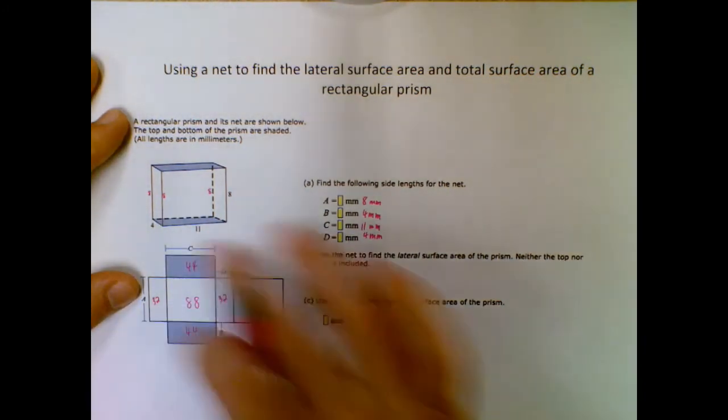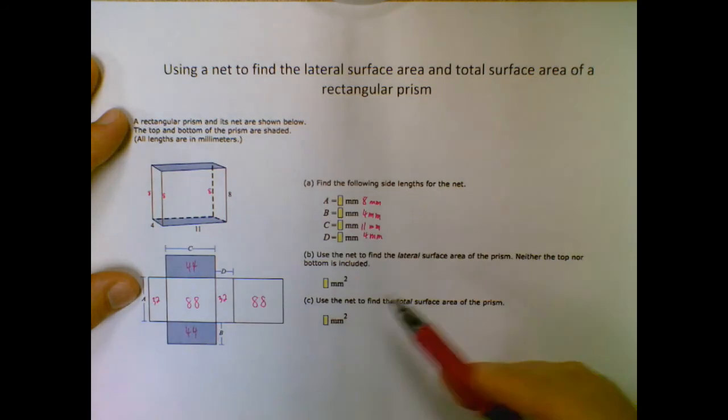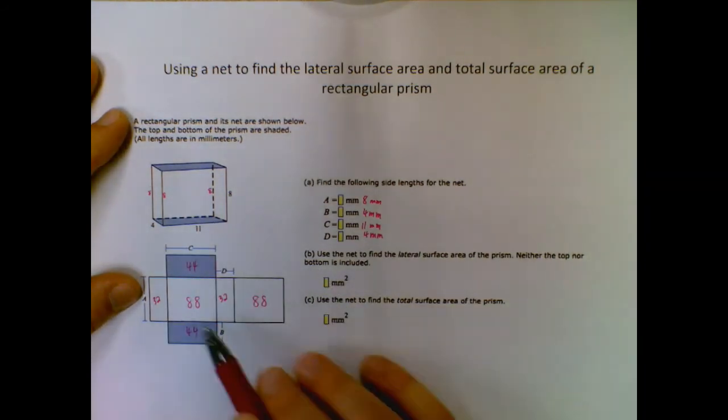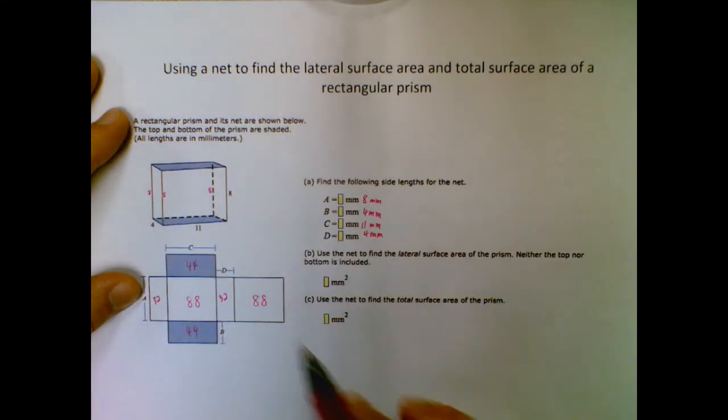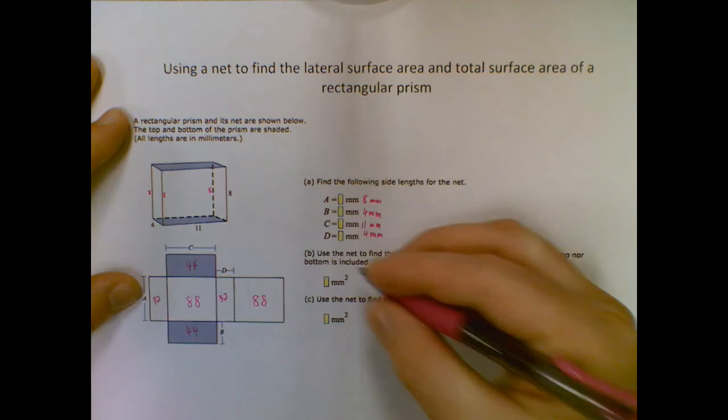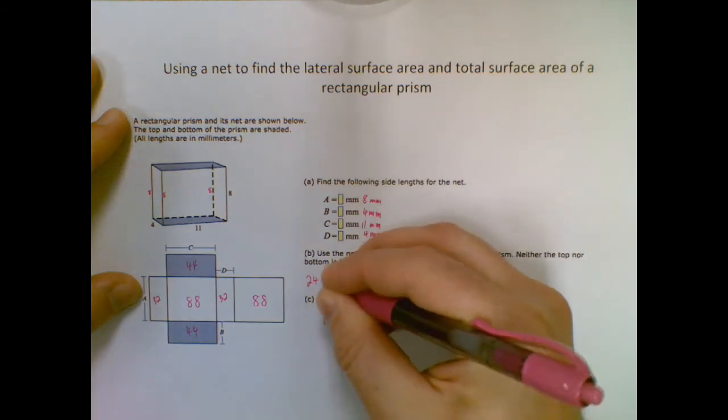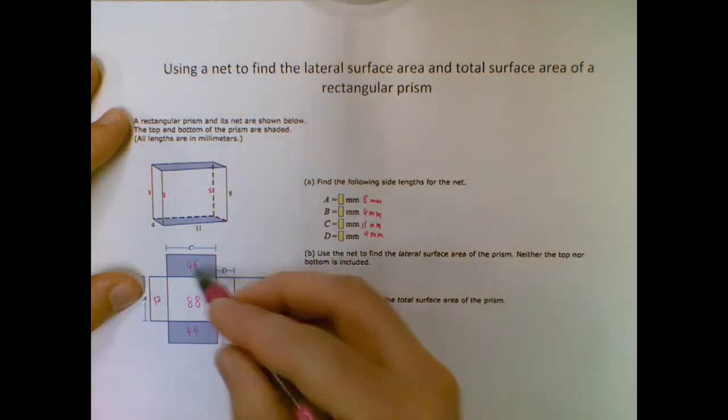Cool. All right, so we have that. So now I just need to add up the pieces I need for each one. So for the lateral ones, those are the non-shaded ones because those are our sides. So 32 plus 88 plus 32 plus 88. Or, if you prefer, 32 plus 88 and then times 2. Either way, we get 240 millimeters squared, because that's what all of these are measured in, millimeters squared.